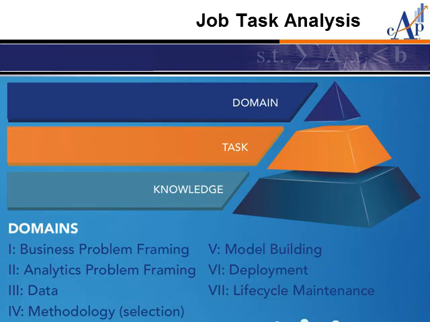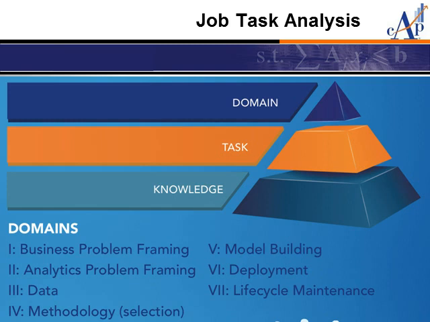Next. Well, this is the view of the job task analysis done by Informs, and that has informed a lot of creative tasks, as I was mentioning earlier about creating even a master's program, etc. Now, talking about those domains, there are 7 domains you can look at. There have been already presentations on the first 3: business problem framing, analytics problem framing, and data. What we'll talk about today is domain number 4, which is methodology selection.